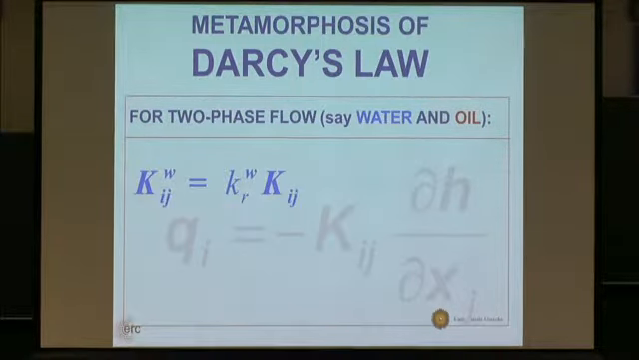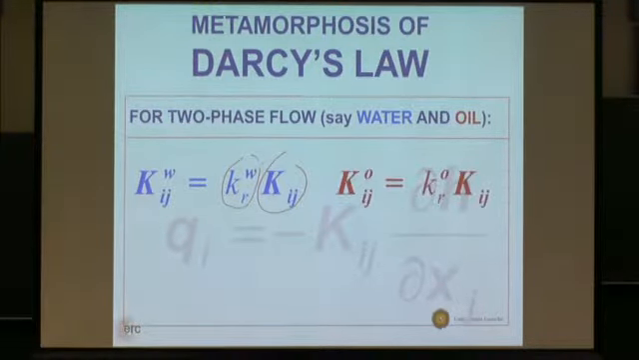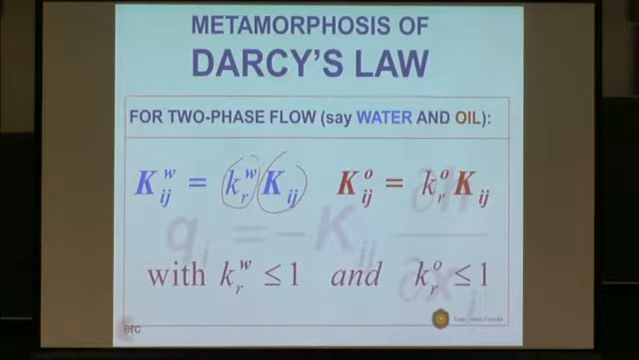So we usually say there's a relative permeability. This is the relative permeability. This is the saturated permeability. And therefore, the relative permeability must be less than 1, for both the oil and the water, or the wetting phase and non-wetting phase.